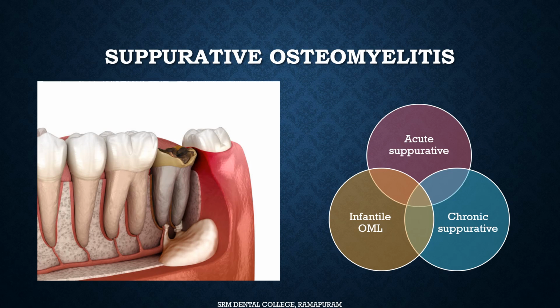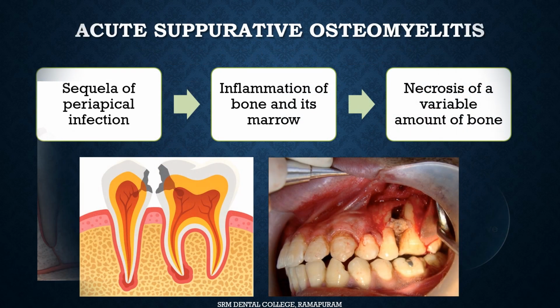Suppuration basically refers to pus formation. So suppurative osteomyelitis is nothing but the inflammation of the bone and its marrow contents, which ultimately results in the formation of pus. Suppurative osteomyelitis can be classified into acute suppurative osteomyelitis, chronic suppurative osteomyelitis, and infantile osteomyelitis. For today's class, we're going to be seeing about the acute and the chronic suppurative types of osteomyelitis.